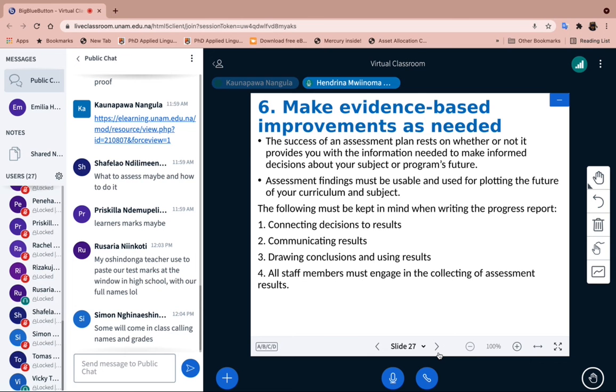So the test will cover from Unit 1 up until Unit 6, right? No, the next test is going to cover Unit 3, and Units 4 to 6. Oh, this is the module that you wrote the first test already, right? Yes. Okay, Doctor. All right. Any other questions? Thank you for your question, Hendrina.